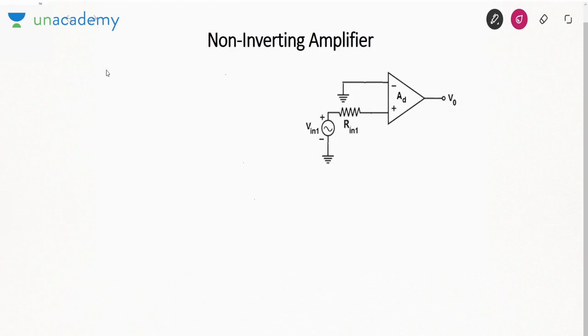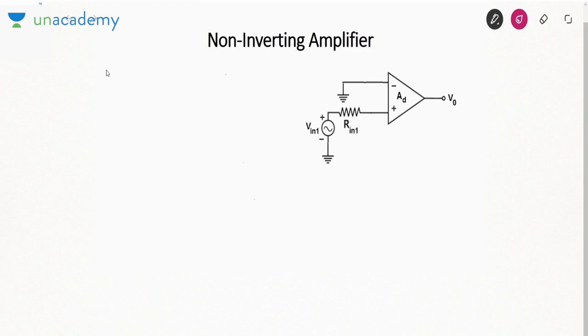The third configuration in open loop is the non-inverting amplifier. Now, as you might have understood from the name, non-inverting means it will not invert the output. If it does not invert the output, then how much phase shift will it provide? It will provide 0 degree phase shift, or you can say the output will have the same polarity as the input. Let us see how it is done.